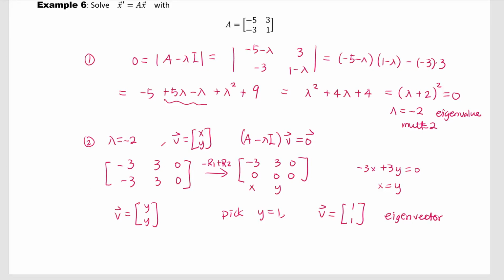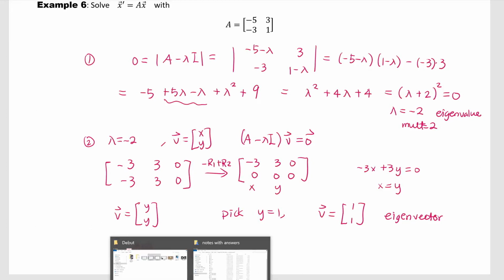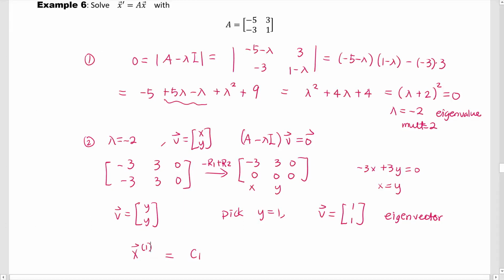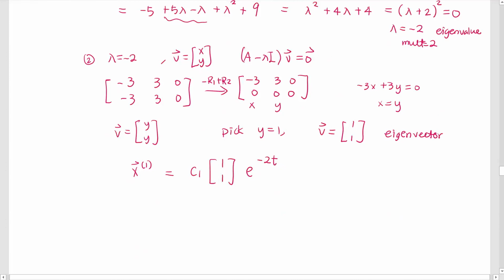But there's only one eigenvector, right? So we know one of the solutions is C1 times the eigenvector 1, 1 times e to the -2t. So this is one of the solutions. However, we only have one eigenvector. We can only get one solution. So we need to find a second solution so that it can generate the solution space. So how do we find the second solution?